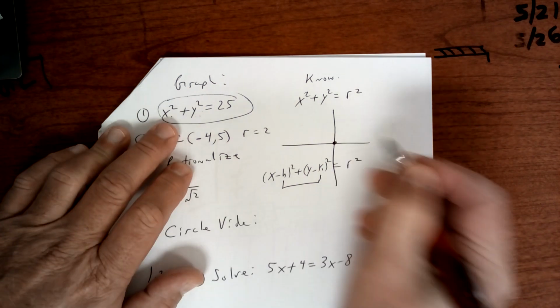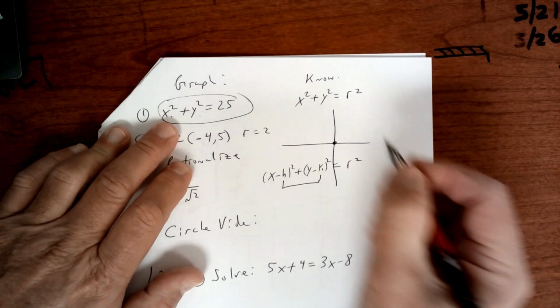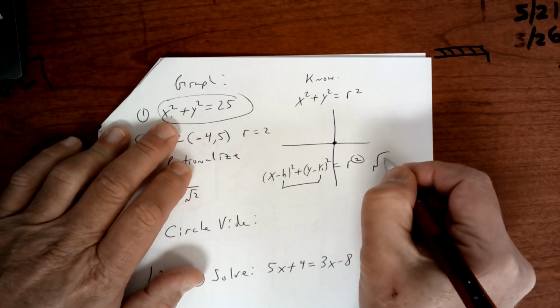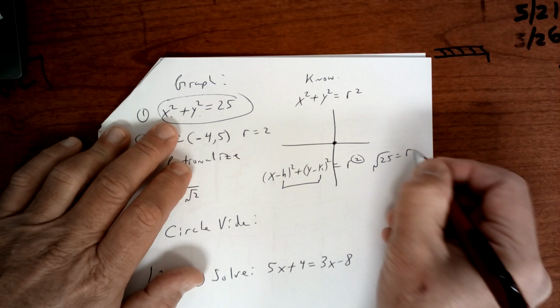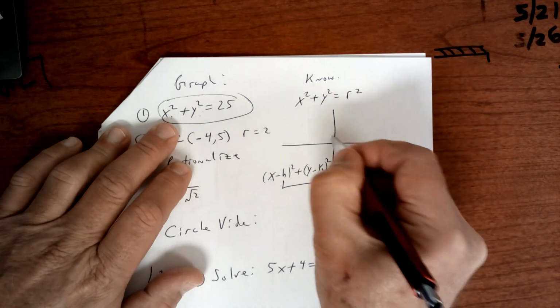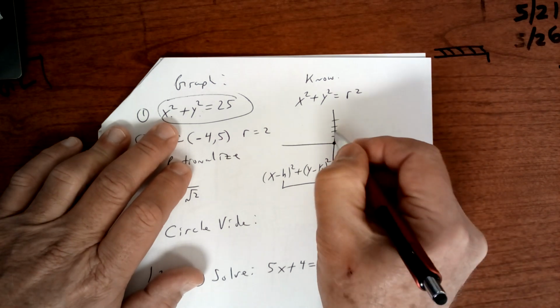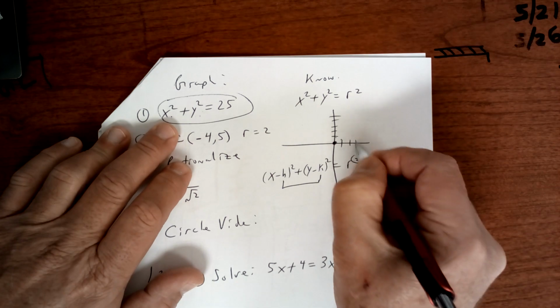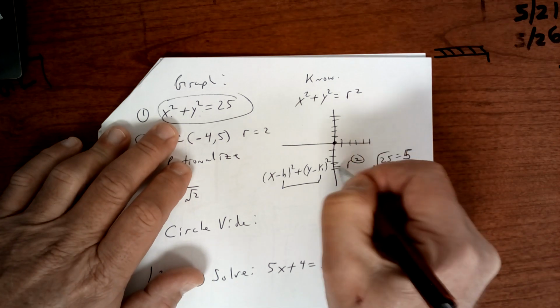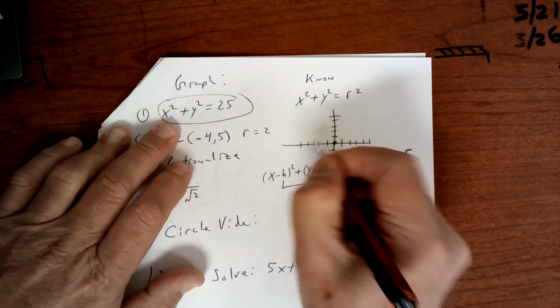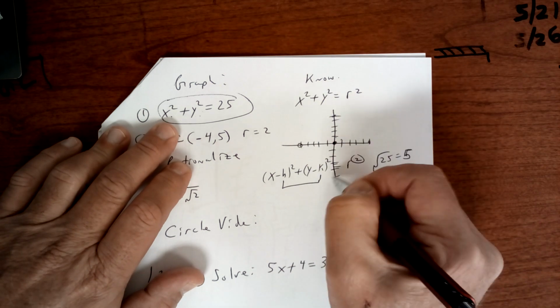That's the center of the circle. The square root of 25 equals 5. So the radius is 5. So 1, 2, 3, 4, 5. And then you draw your circle.